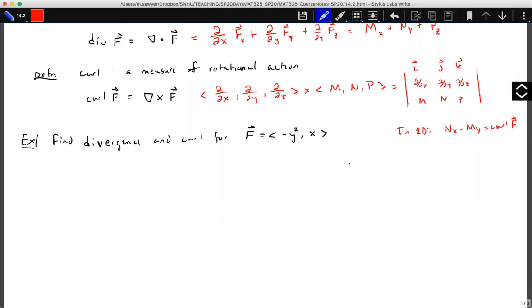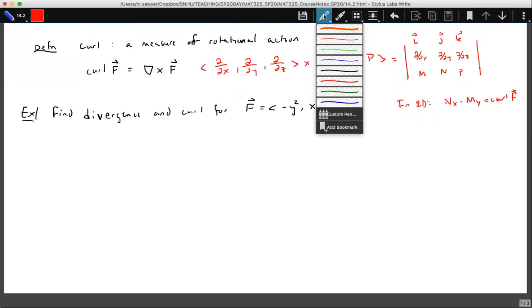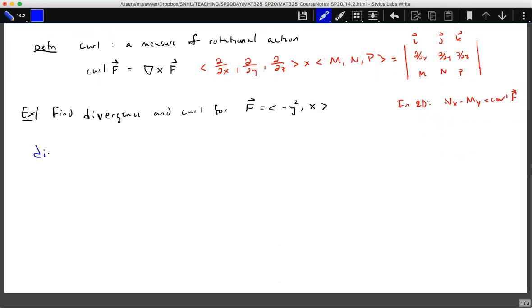So let's do an example where we're finding the divergence and curl for this vector field. Let's do the divergence of the vector field first. This is the partial derivative with respect to x of the first component, negative y, plus the partial derivative with respect to y of the second component. The partial derivative with respect to x of negative y is 0, plus the partial derivative with respect to y of x is 0. So we get 0. This is what we call incompressible. The field is incompressible. We cannot compress this field. We can't make this field any smaller.